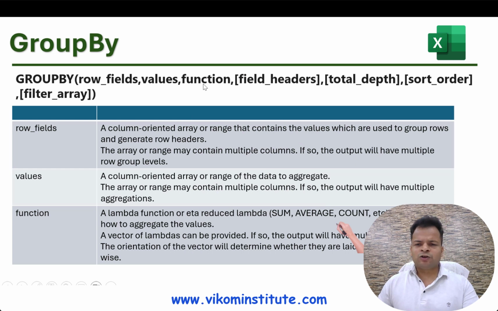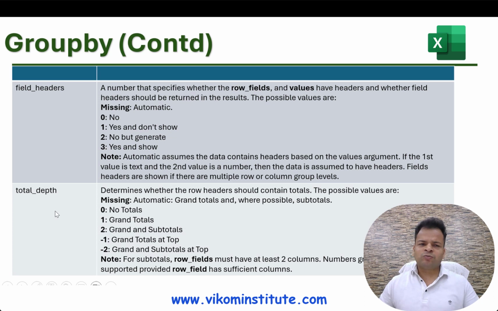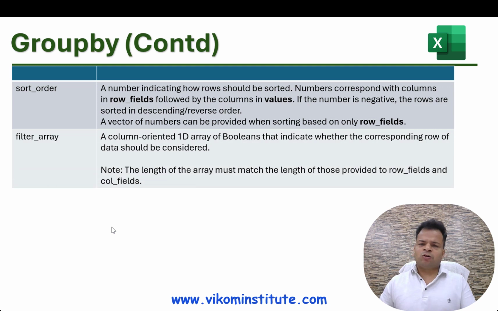And if you look, the other arguments are the same as your PIVOTBY. So row fields and values: what do you want to put in rows, on which column you want some calculation, what kind of function you want, and here are the other optional arguments. Field headers means, do you want to see the headers or not. Total depth means you want to check the grand total, subtotal, and so on. And the last are sort order and filter array, which are the same as your FILTER function. So now let's begin with our GROUPBY.